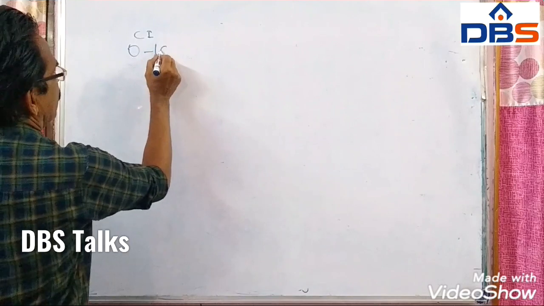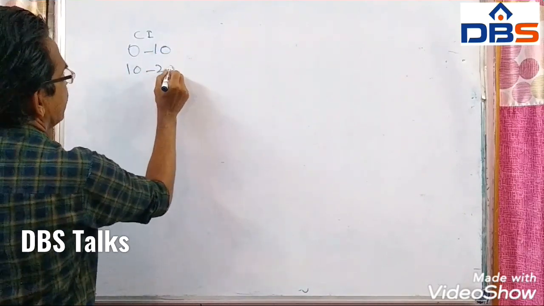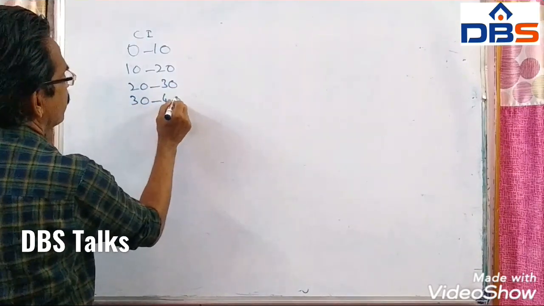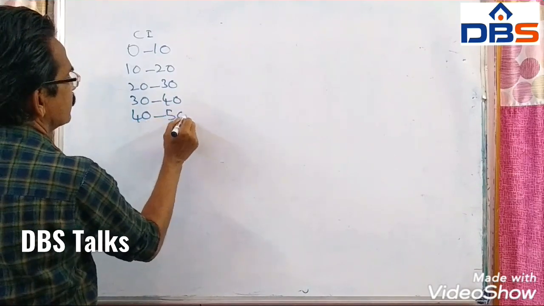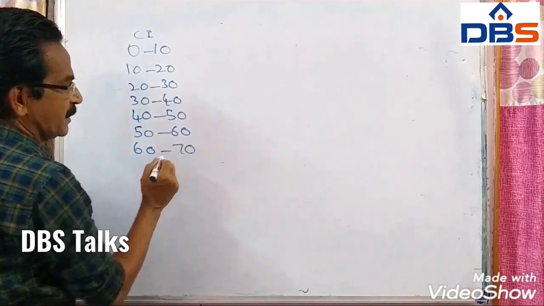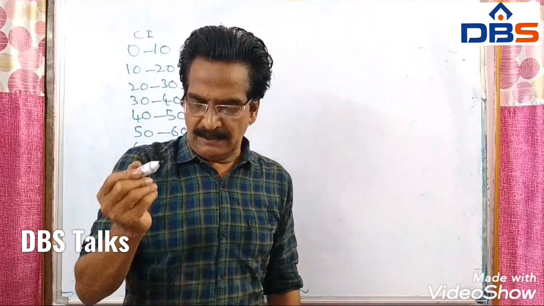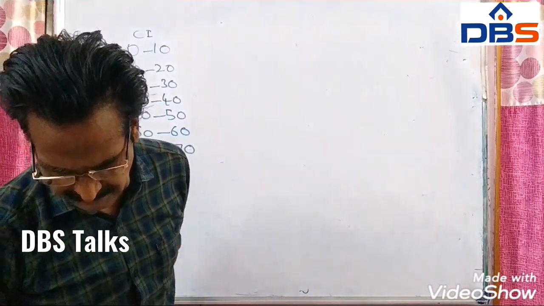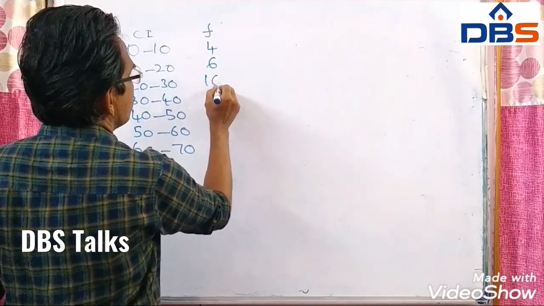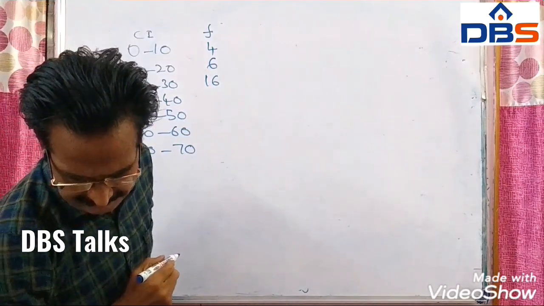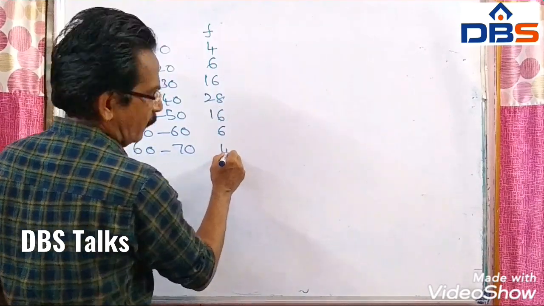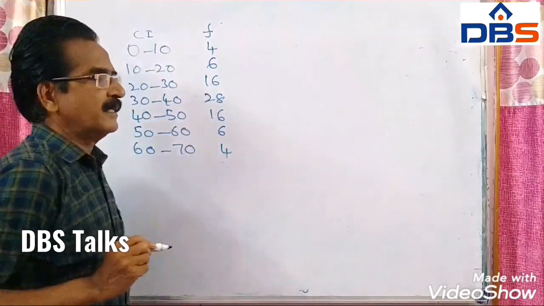Class intervals: 0 to 10, 10 to 20, 20 to 30, 30 to 40, 40 to 50, 50 to 60 and 60 to 70. These are the class intervals. And what are the respective frequencies? 4, 6, 16, 28, 16, 6, 4. These are the frequencies.